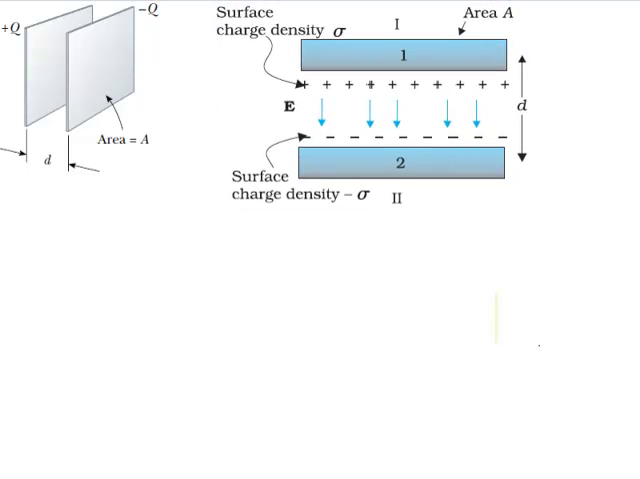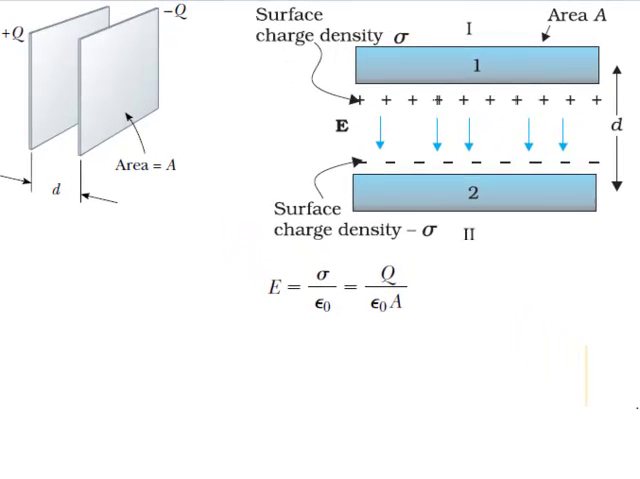We have shown the positive and negative charge distributed on both the plates. The positive plate is having a positive charge, plate number 2 is having a negative charge, and the electrical field is vertically downward. Distance between the plates is D and the area is A. The surface charge density is sigma over here, and it's minus sigma in this region because it's a negative charge. You will recall that the electrical field is given by sigma by epsilon naught between the two large, oppositely charged sheets. So we place the value as sigma upon epsilon naught, which is Q upon epsilon naught A.